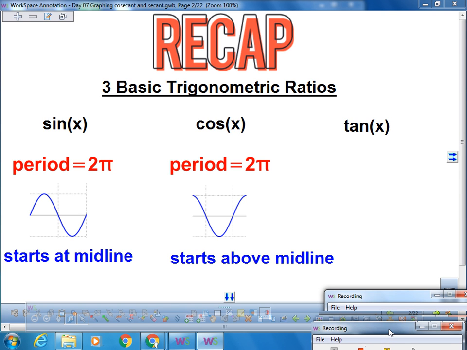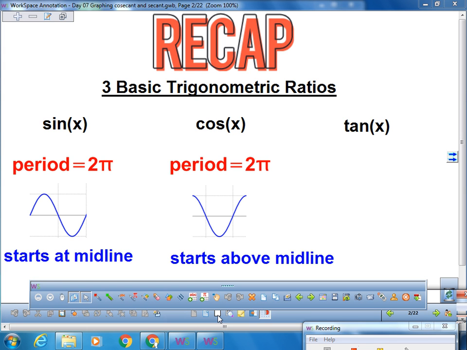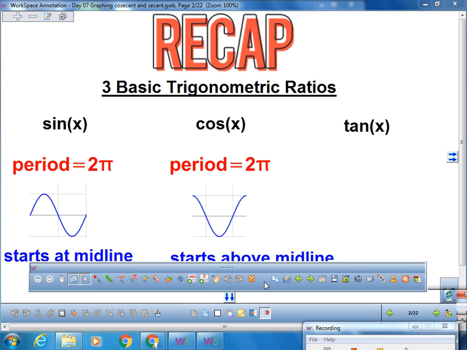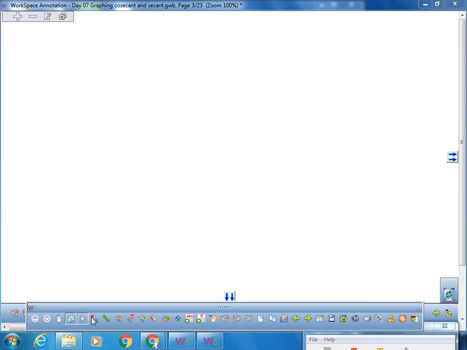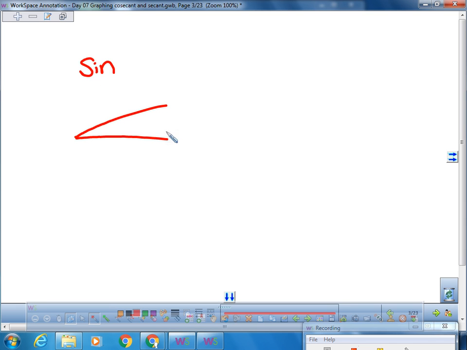So let's recap. We're learning three basic trig ratios. You guys already know sine, cosine, and tangent, right? The one thing I didn't show you over the last few days, though, is this. So I showed you that sine, there you go, 38 degree triangle here. So sine is this side on this side, also we talk about.